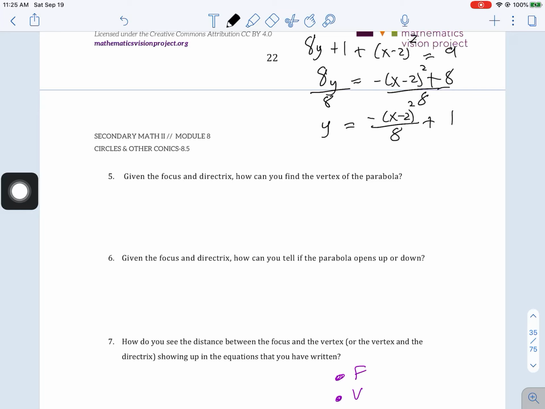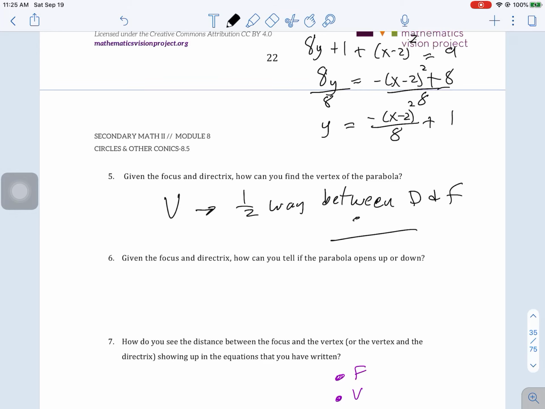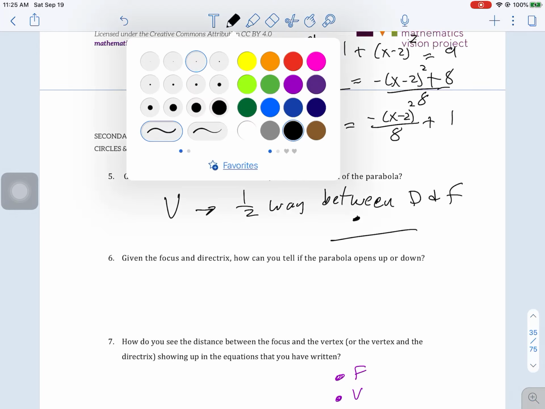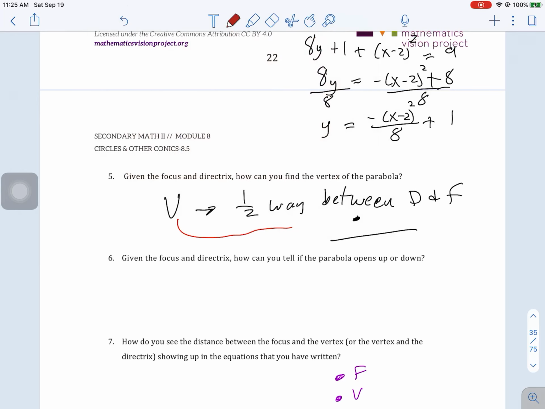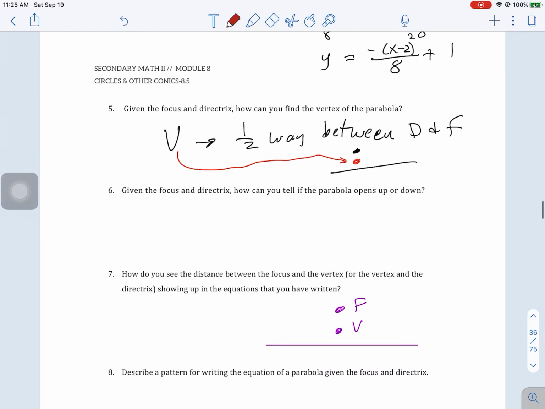Question, given the focus and directrix, how do you find the vertex? Well, it's actually quite easy. The vertex is halfway between the directrix and the focus point. So in other words, here the vertex is going to be right there because the distance is the same.